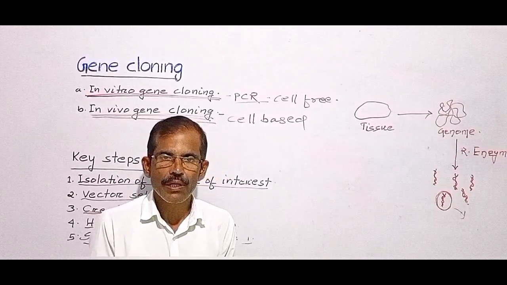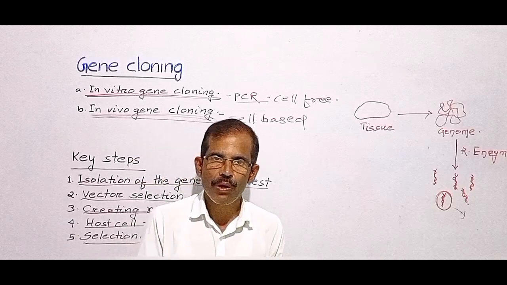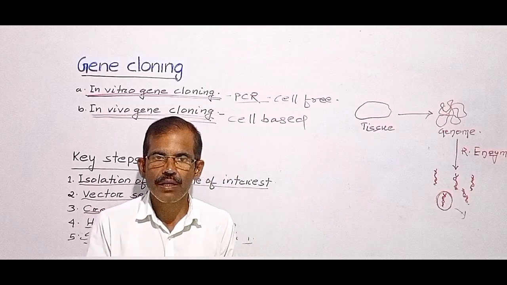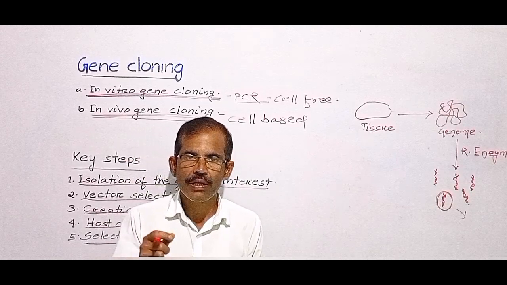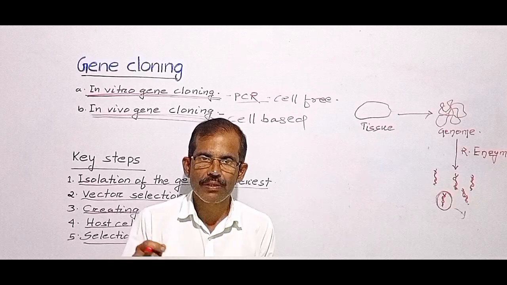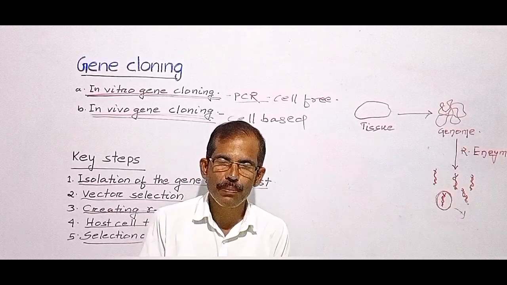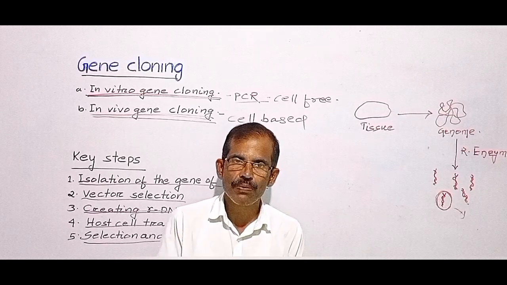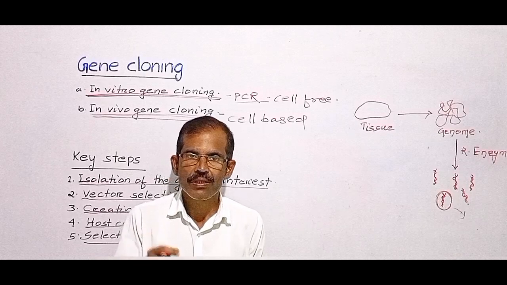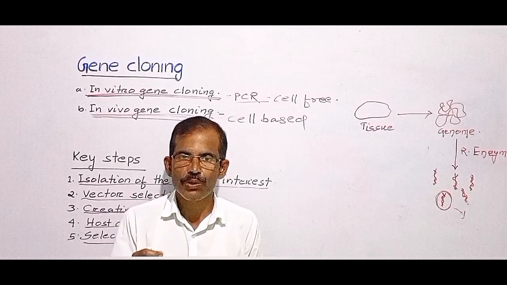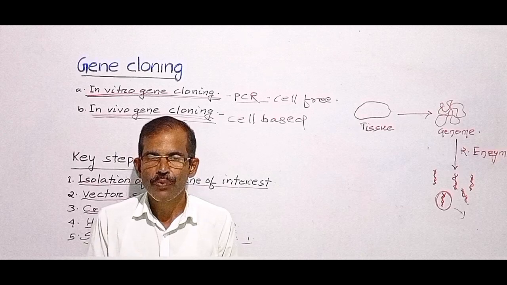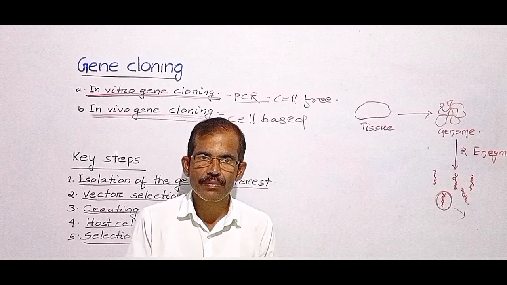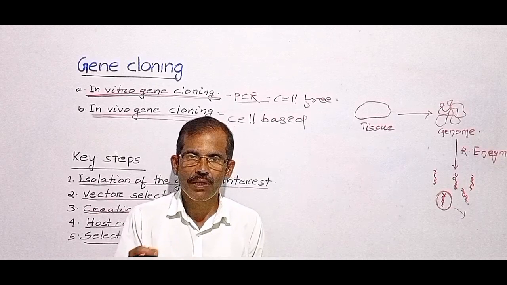Next step is vector selection. As already mentioned, in in vivo gene cloning, living organisms such as bacterial cells are used to replicate the target gene. But when foreign DNA is injected into bacterial cells, these fragments fail to replicate. This is due to the fact that these fragments lack specific sequences which are essential for their maintenance and replication in bacterial cells. Moreover, these fragments are degraded by different restriction enzymes that are naturally found in many bacteria.